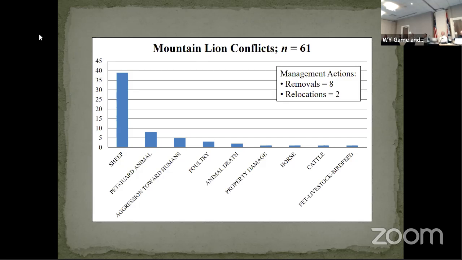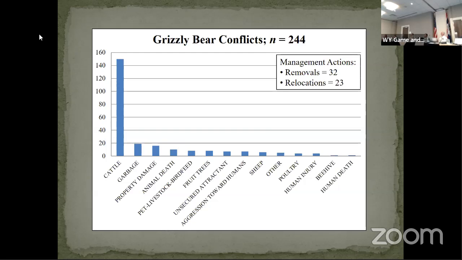And I suppose, again, that's a function of, just like I said earlier, we're seeing an increase in all these large carnivores across the state. So, grizzly bears, been a real hot topic today. We documented 244 different bona fide grizzly bear conflicts. About 60% of that, which was 150 conflicts, were a direct result of grizzly bears killing cattle. So that was the overwhelming majority of conflicts that we had this year with grizzly bears.